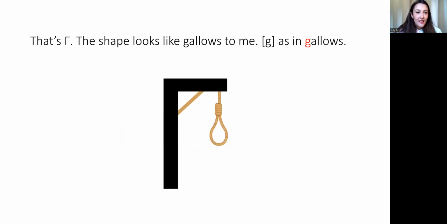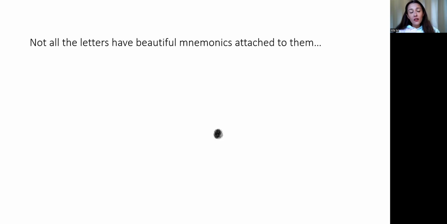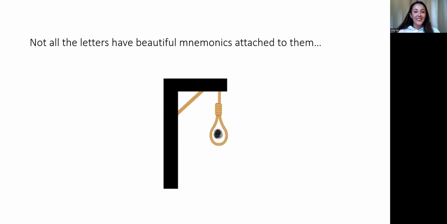And this is G. The shape looks like gallows to me. G as in the word gallows. G. So not all the letters have beautiful mnemonics attached to them. This one is G as in gallows.